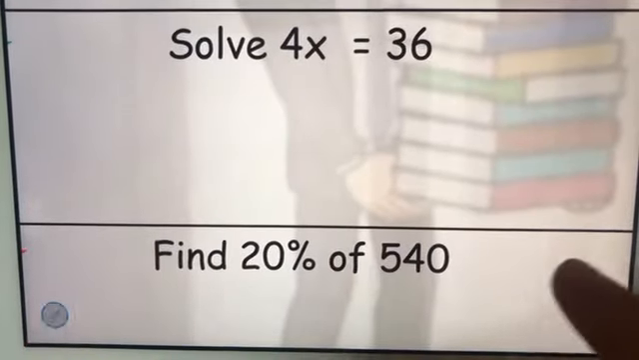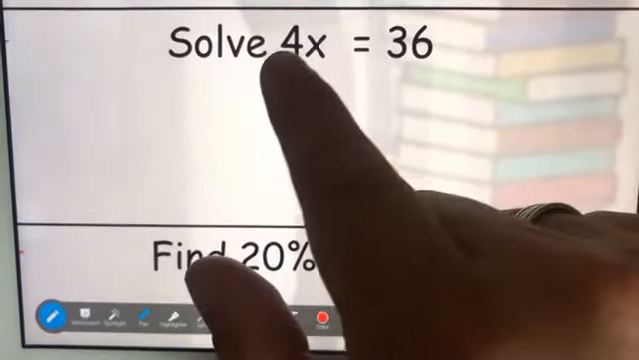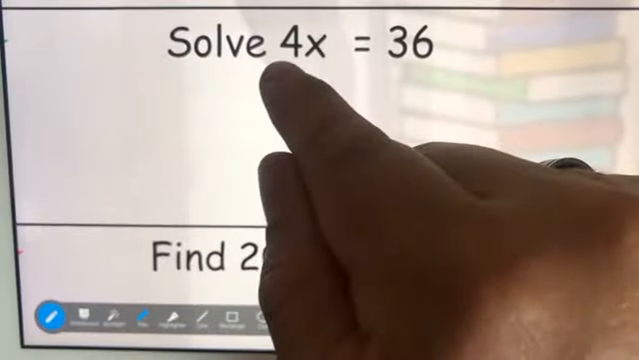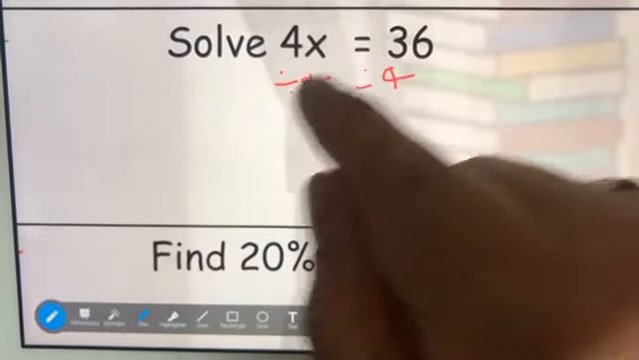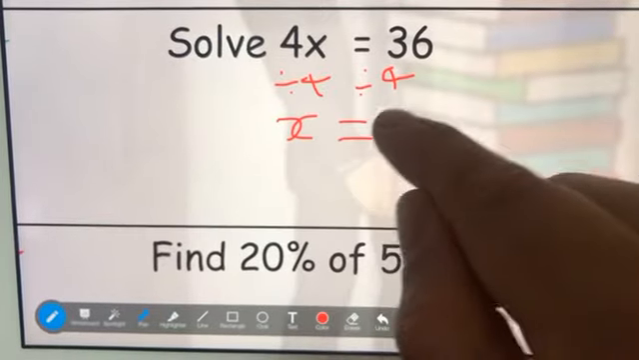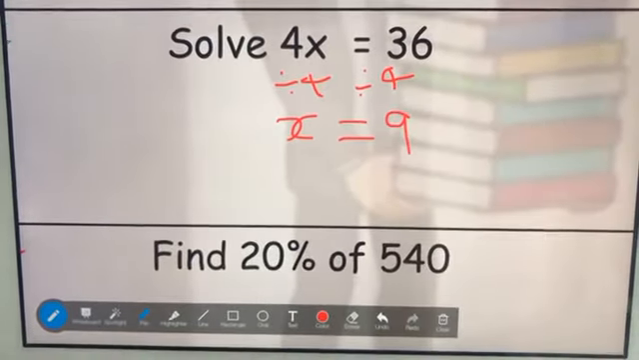Okay, once I'm here, solving equations, this is what we're doing today. If I've got 4 times x equals 36, if I want to get x on its own, I've got to divide by 4. Again, if you're not sure how I've done that, that's what we're going to be doing today anyway. X equals 9.